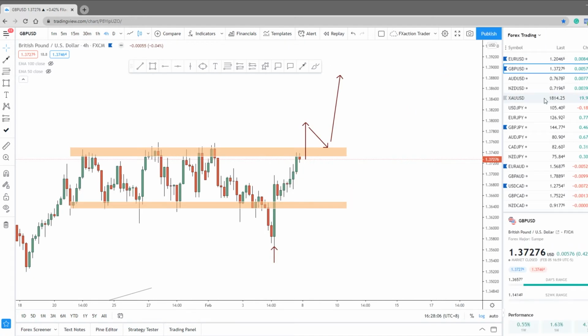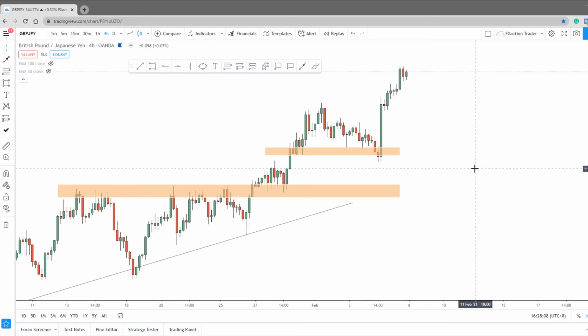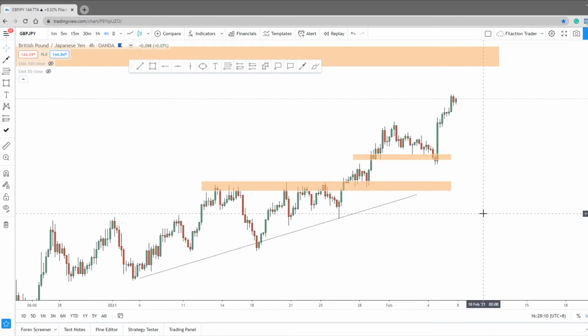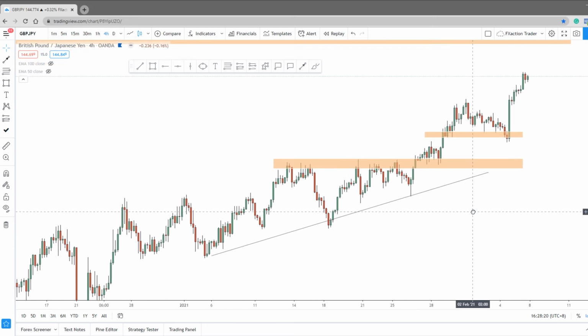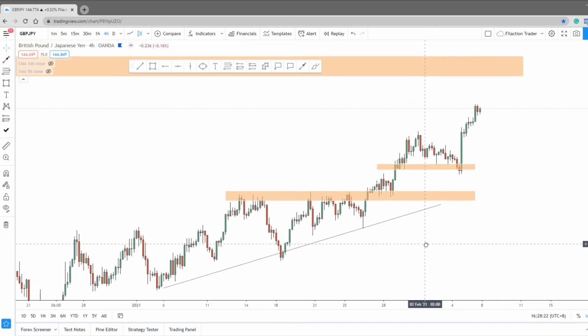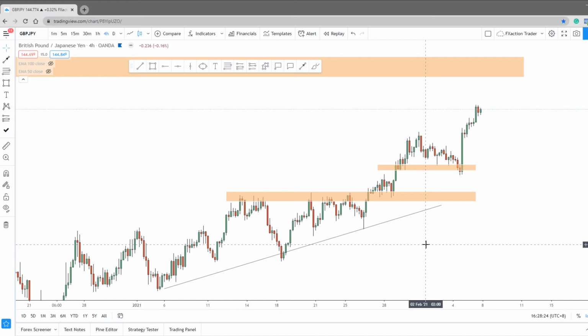Alright, so let us move to the next pair, pound yen. Last week I mentioned that this pair is still in a very strong bullish trend. So as a trend trader, there is no way for us to look for a sell trade, and we should only look for a buy trade when market is at an important key level or important support or resistance zone.